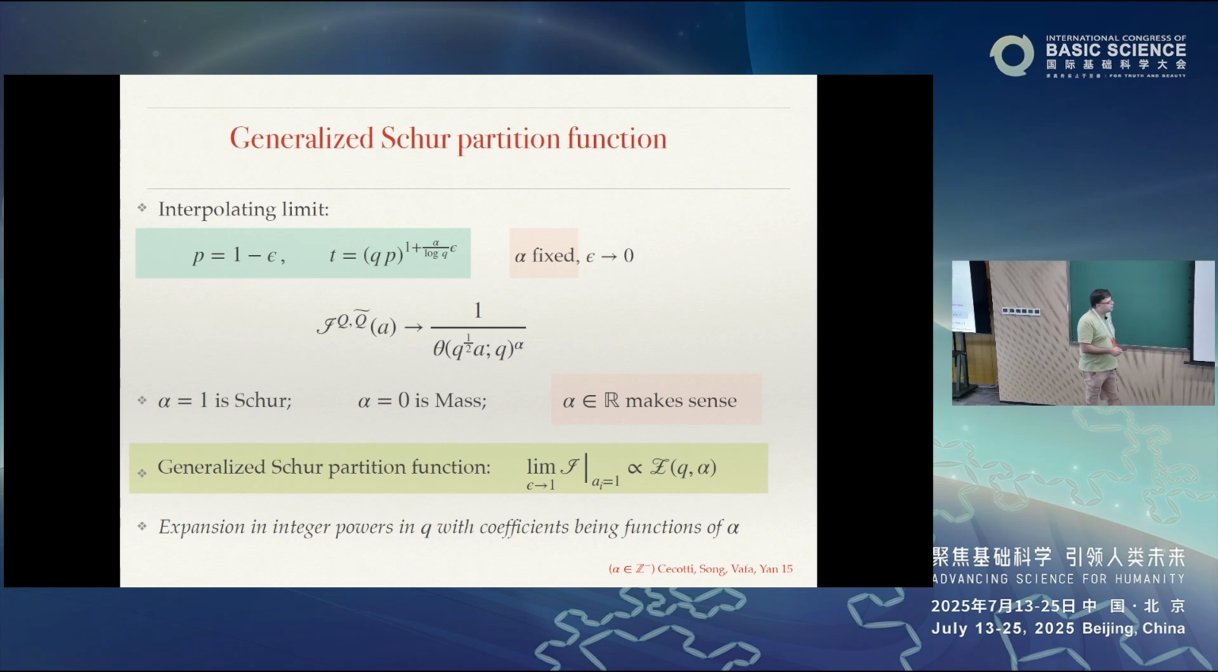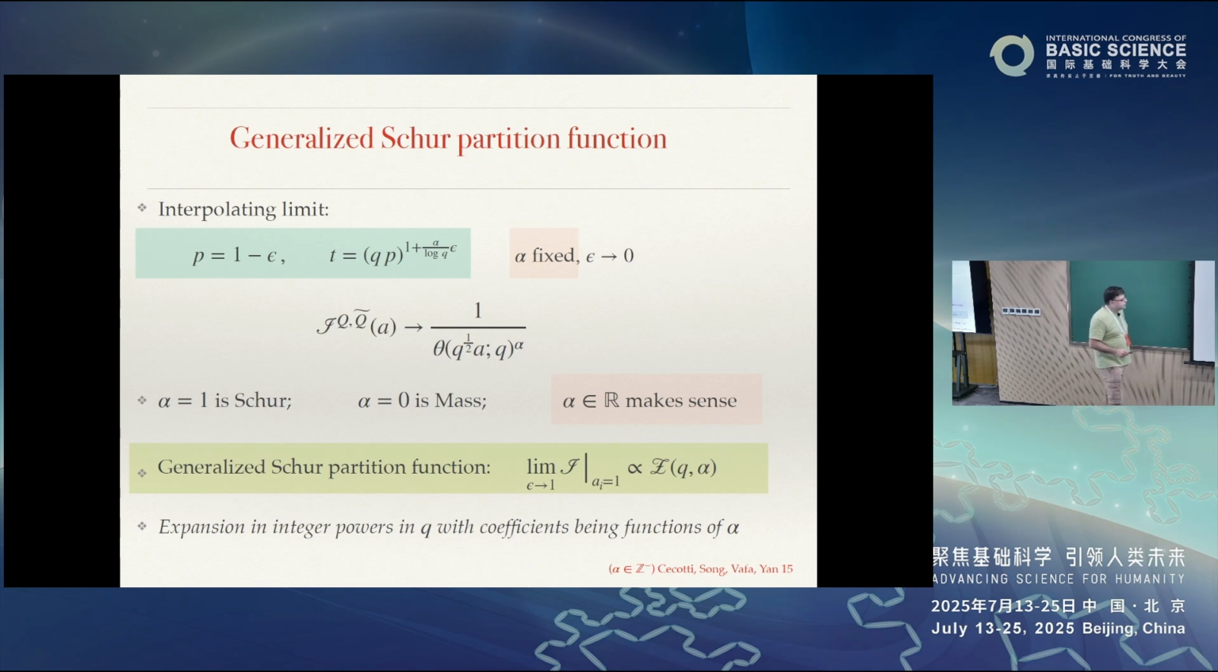In particular, the index of a hypermultiplet in this limit is given by this simple expression. It's just given by the Schur index of a hypermultiplet, but to the power alpha. So when alpha is equal to 1, we get the Schur index. When alpha is equal to 0, we get the massive index, but we can interpolate between the two with this parameter alpha, which at the level of the hypermultiplet can be any real number, anything that we want. Again, I stress that alpha equals 1 is Schur, alpha equals 0 is mass, but alpha can be anything we want.